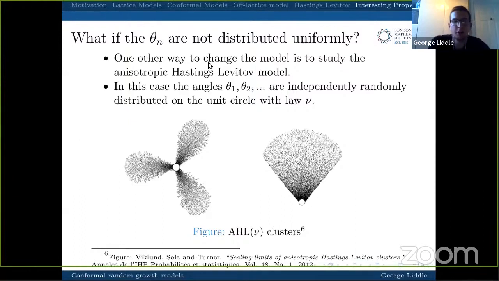But what if we don't choose the angles to be uniformly distributed? Instead, we choose them to be distributed with some law, which we call nu here. So these are 2 simulations that are examples of where that might happen. On the one on the left, we've concentrated the measure at 3 different points, and on the one on the right, on a particular portion of the disk.